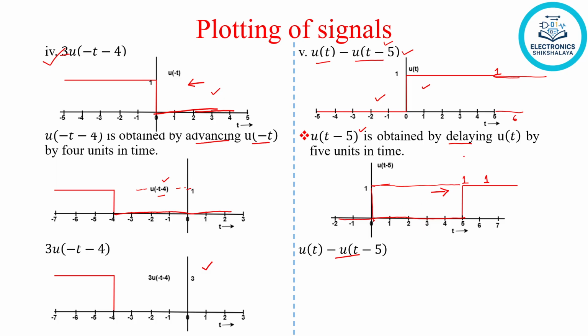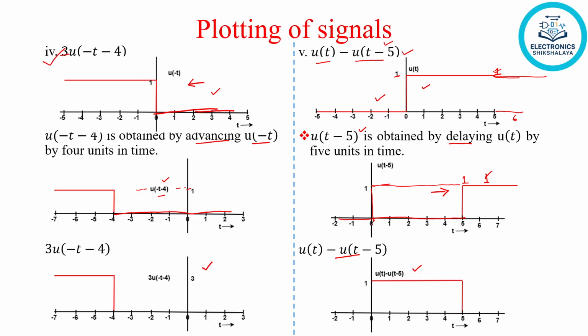So let us see that. This is the graph. From 0 to 5, we are getting this graph, because after 5, the u of t value is 1 and the u of t minus 5 value is also 1, so 1 minus 1 will be 0. That is why we get this graph from 0 to 5. The value is 1. Here at 0, the value is 1. Here there is no value, so that will be 0.